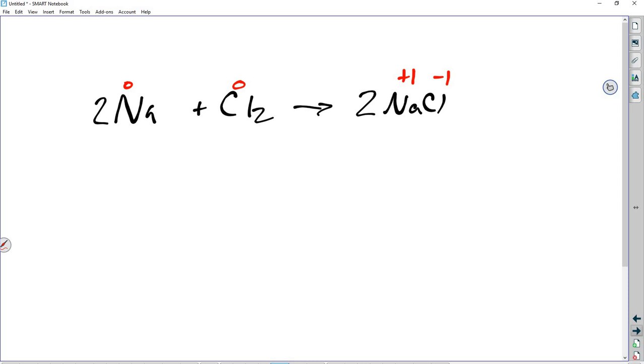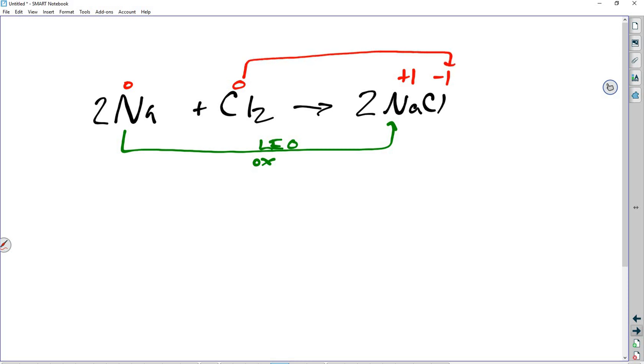So as I look at this, sodium is becoming more positive, so it's LEO, which means it's oxidized. Its loss of electrons is oxidation. And chlorine is GER, gain of electrons is reduction. Remember that they're opposite though. So if it's being reduced, it's the oxidizing agent. If it's being oxidized, it's the reducing agent. And then it has you write the formulas for each, for the oxidation and for the reduction.